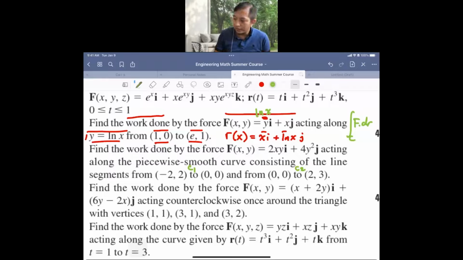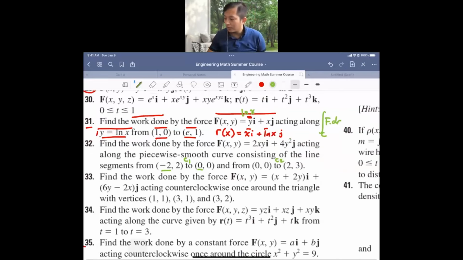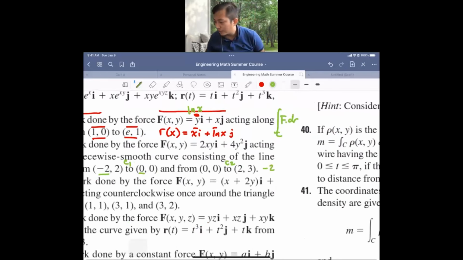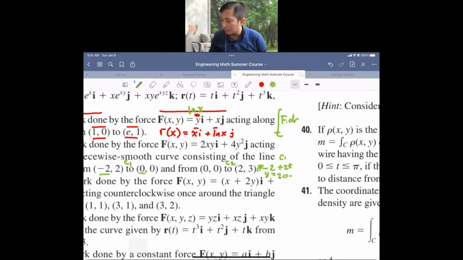And then, for example, you take this negative 2 to 0. What happens here is when you have negative 2 and it becomes 0, then probably it has plus 2 in the parameter, right? So we have negative 2 plus 2t for x, for C1. And for y, 2 becomes 0, so maybe 2 minus 2t.